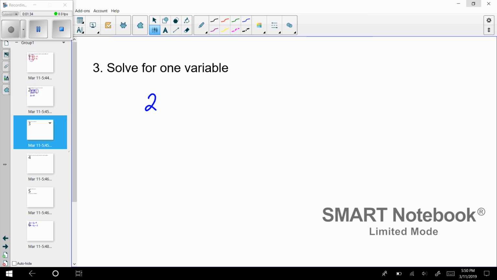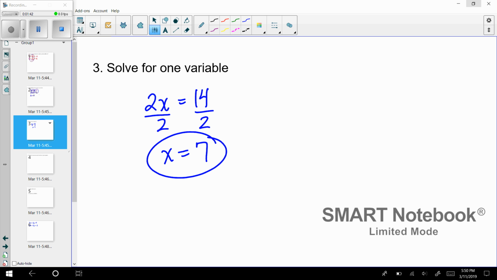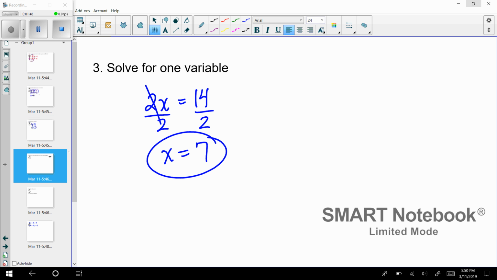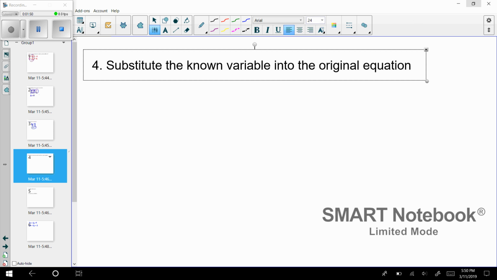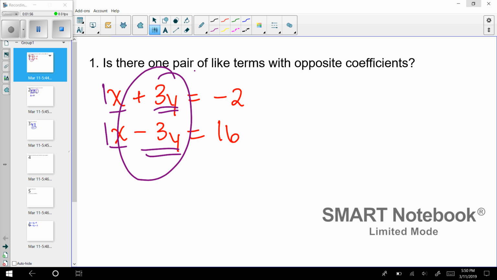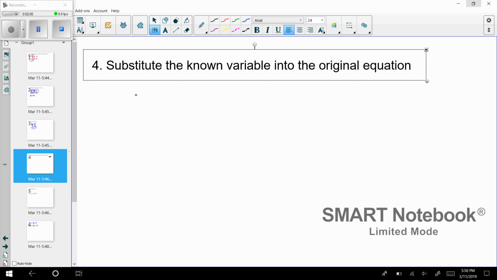Now I solve for one variable. With my 2x equals 14, you can see I just have to divide by 2 to get x equals 7. And for that, I just did my zero pair. Here, substitute the known variable into the original equation. So I'm going to look back at the originals. I'm going to pick x plus 3y equals -2.